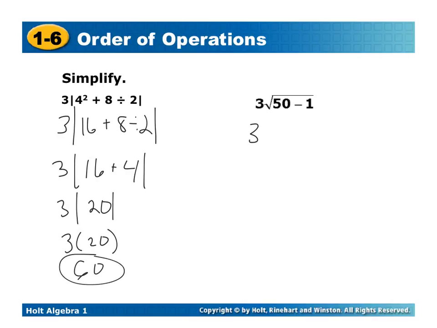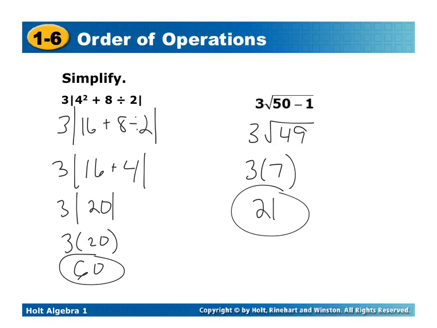Here we have 3 times the square root of 50 minus 1, which is 49. 3 times the square root of 49 is 7. And 3 times 7 is going to be 21.